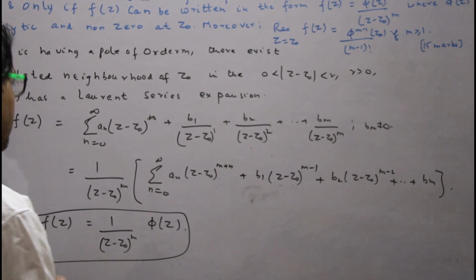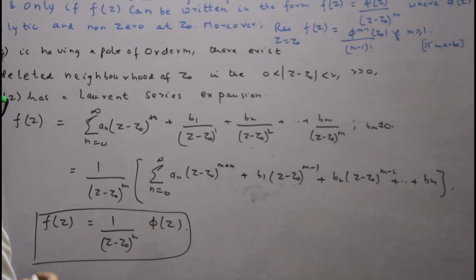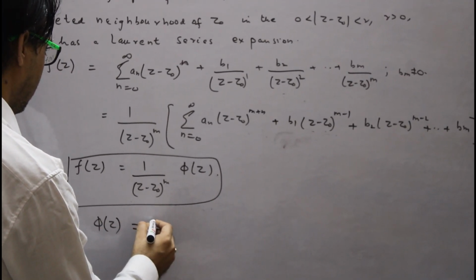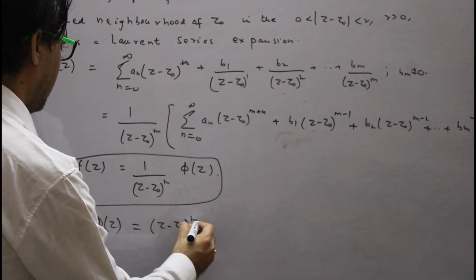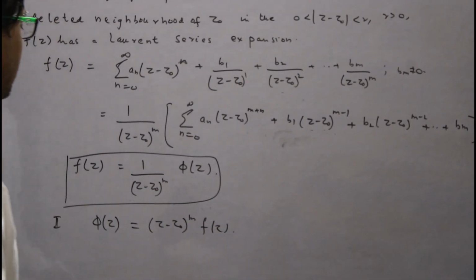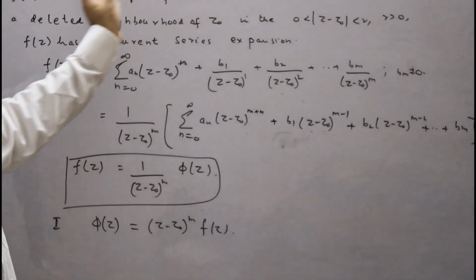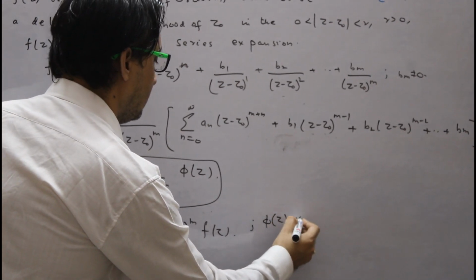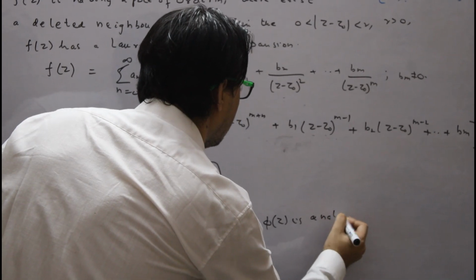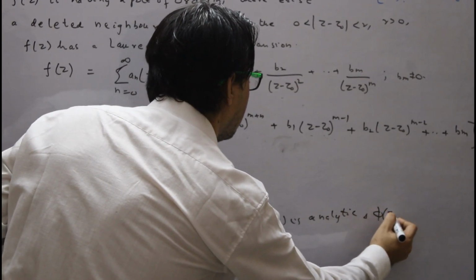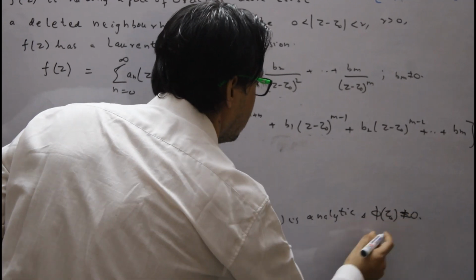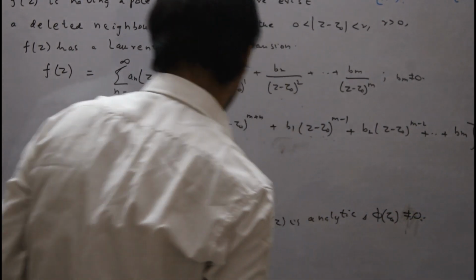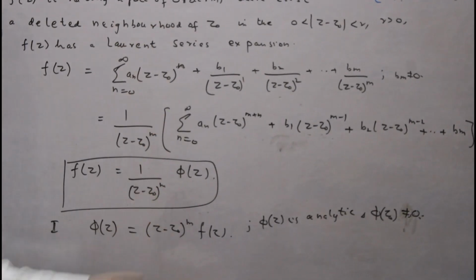Now we are going to do it for the second part. So I can write phi(z) = (z - z0)^m f(z). And here phi(z) is analytic and non-zero at z0. So that means phi(z) is analytic and phi(z0) is not equal to 0. Now from here on we are going to proceed for the second part.